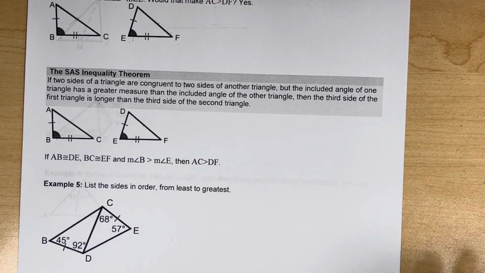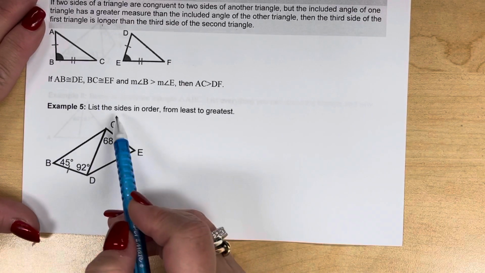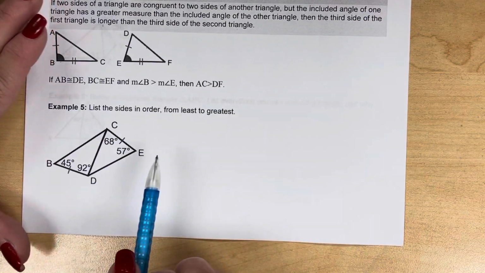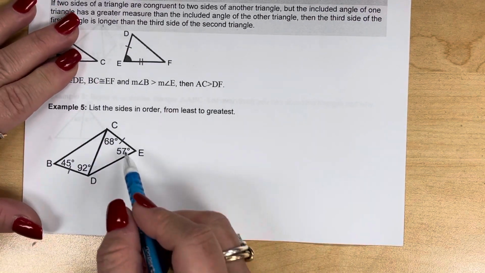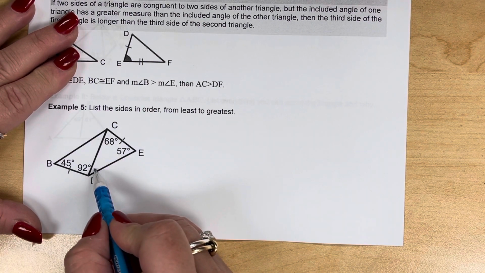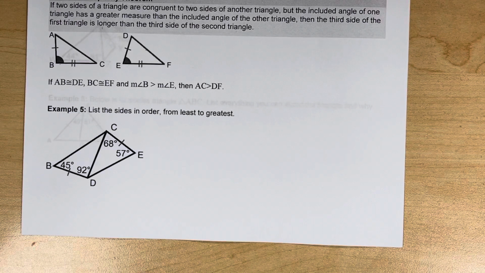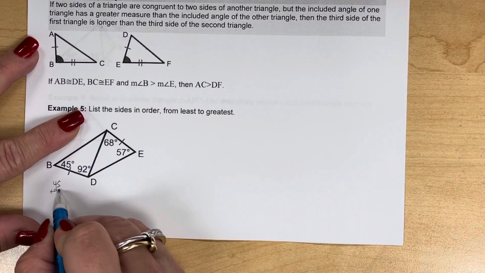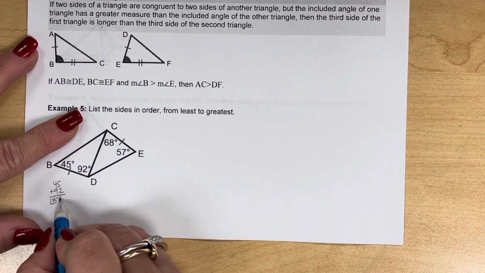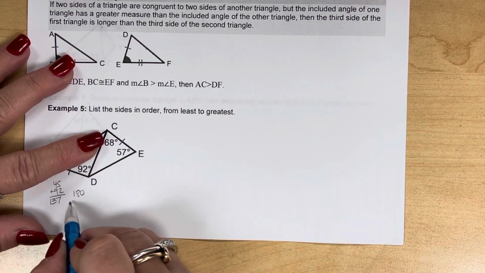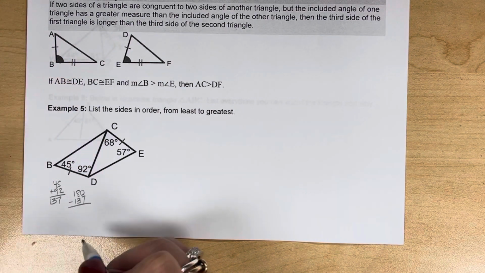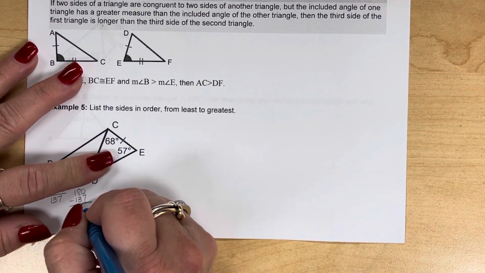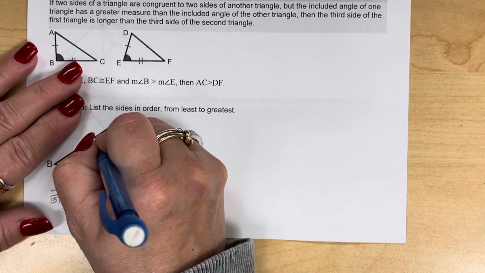All right, now let's take a look at example 5. It tells us to list the sides in order from least to greatest. All right, so the first thing you need to do is you have a missing angle here and you have a missing angle here. So what you need to do is you need to find those missing angles. So you're going to add 45 plus 92, and you get 137. So then take 180 and subtract 137, and that gives you 43. So this one would be 43, okay?